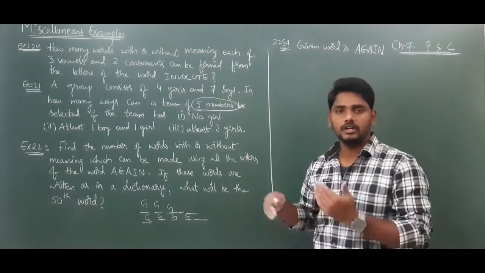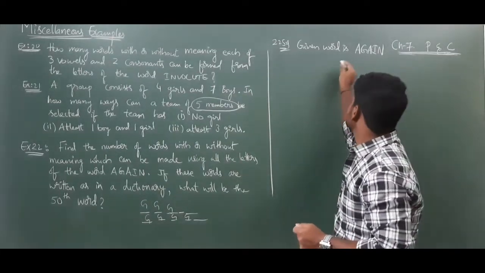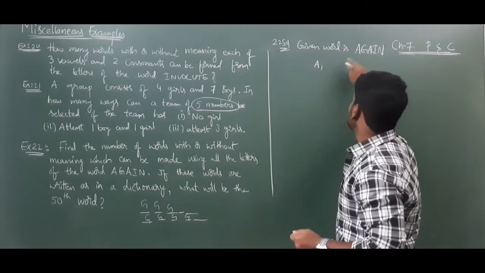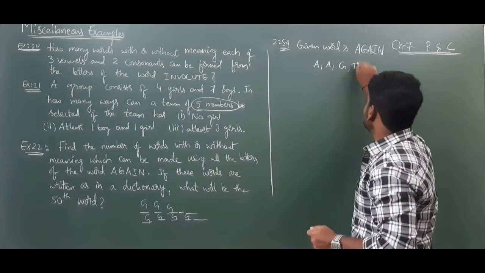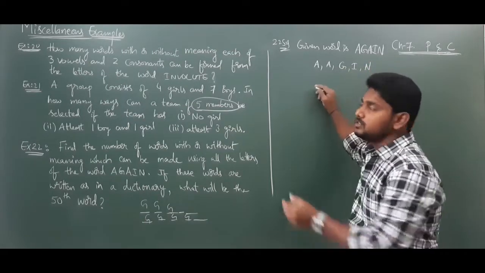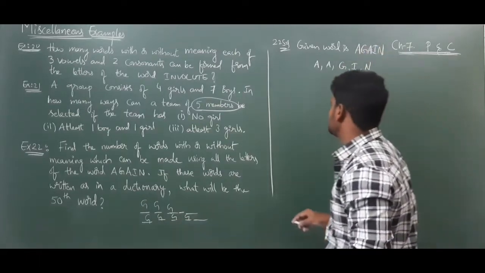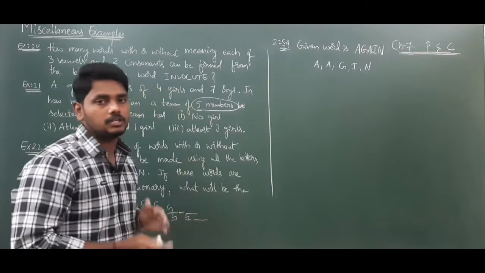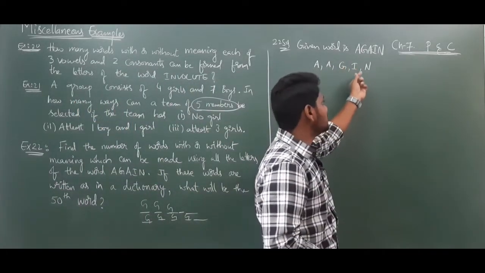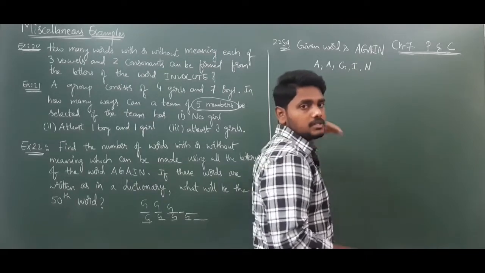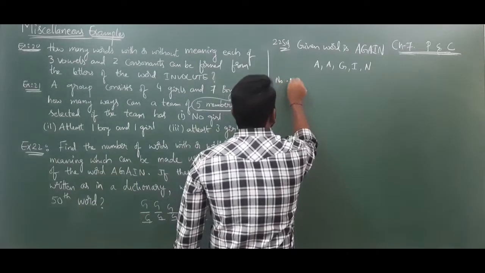As we have done before, like that we need to solve. So first of all we will write in alphabetical order. So that is A, and then next A, and then G, and then I, and then N. So these are the alphabetical order by using this given word. Now we need to find the number of words. Number of words means number of words that start with A, start with G, start with I, start with N. Then we will add them to get the total number of words.